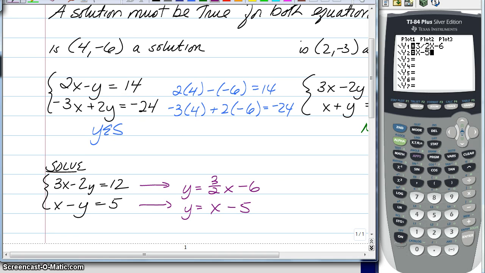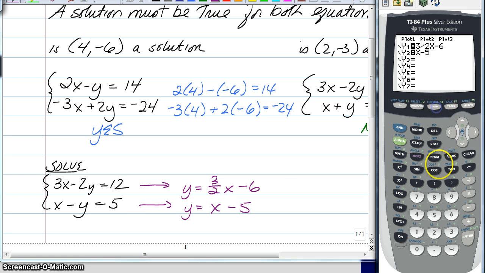So let me go see. Here's my calculator. We have 3/2 x minus 6 into y1 and x minus 5 into y2. What you want to do is graph it. I like zoom 6 because that means I'm going to have a nice square graph, and we're going to see where these 2 lines intersect. Your calculator can find that intersection point right there because that is the solution to a system.